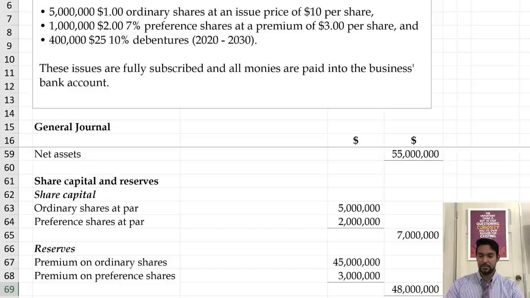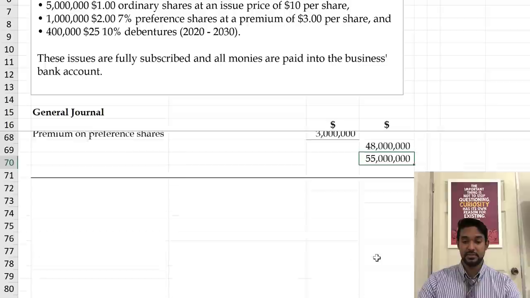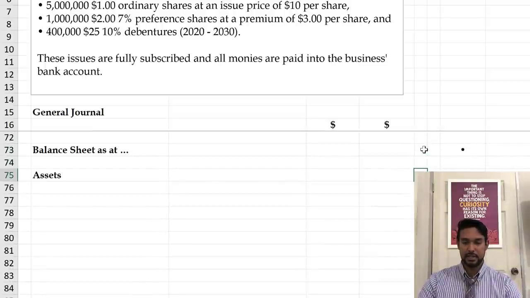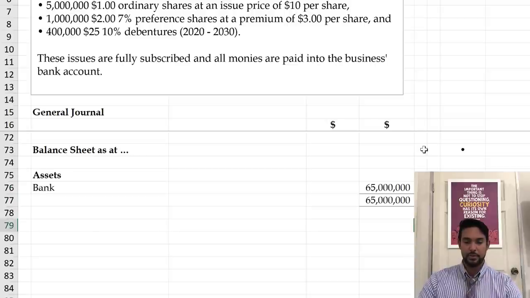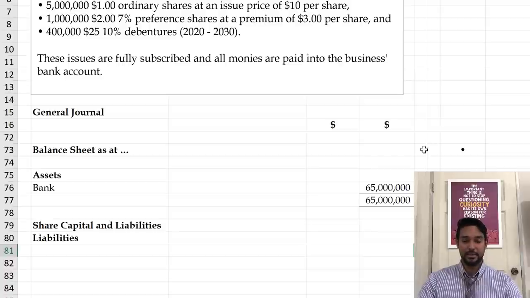I'll zoom out a little bit so everything fits a little better. All right. So 55 here for net assets. So assets minus liabilities equal to capital. Right, and yes, I'm going to do the next version now, so hold your horses. Okay, so balance sheet as at, assets, bank, boom. Right, so now we're doing share capital and liabilities. So now you can put your share capital first, followed by liabilities, it does not matter, at least arithmetically.